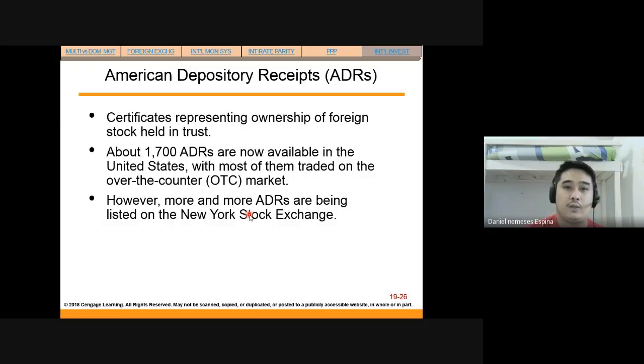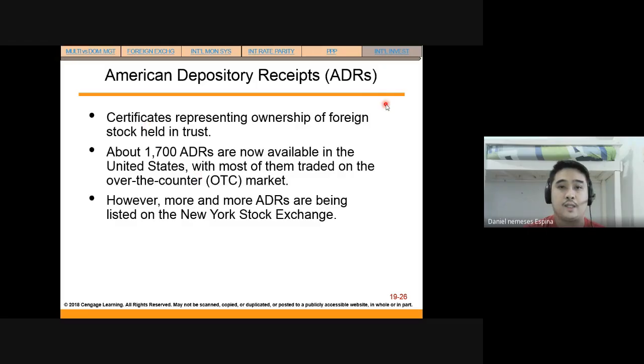So we have American Depository Receipts or the ADRs. ADRs are certificates representing ownership of foreign stock held in trust. About 1,700 ADRs are now available in the United States, with most of them traded on the over-the-counter market. However, more and more ADRs are being listed on the New York Stock Exchange.